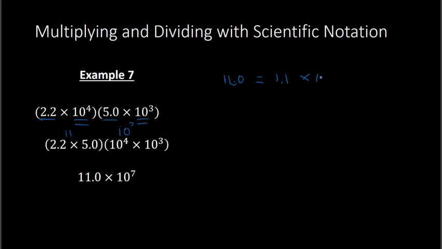1.1 times 10 to some power. Well, it's moving over one place, so it's 10 to the 1st power. So this would be 1.1 times 10 to the 1st power, and then you have the times 10 to the 7th power. Well, 10 to the 1st times 10 to the 7th, you can add the 1 plus 7 to get 8. So this would be 10 to the 8th power over here, 1.1 over there. So my answer is 1.1 times 10 to the 8th power.